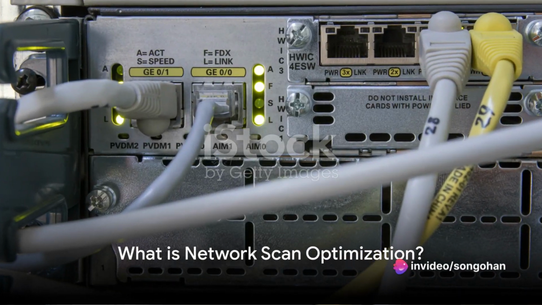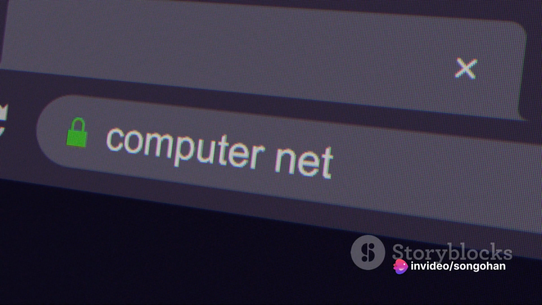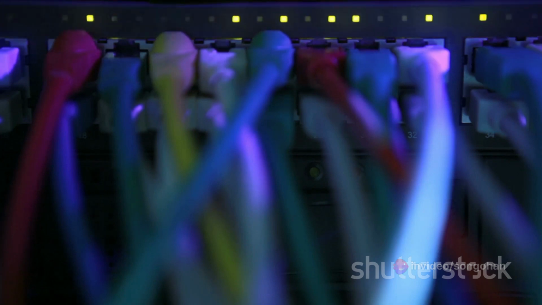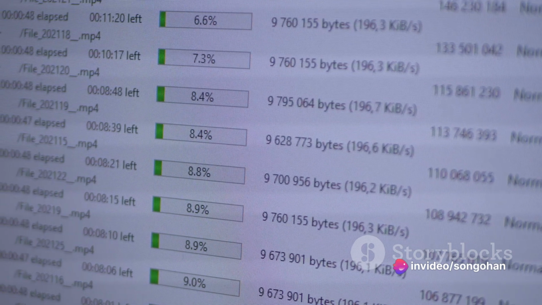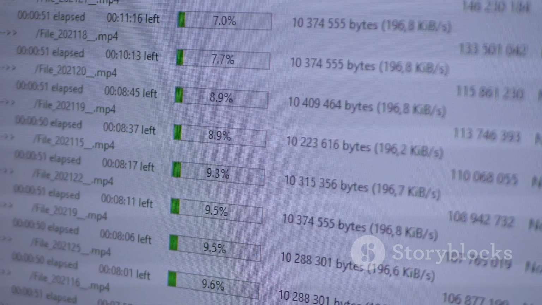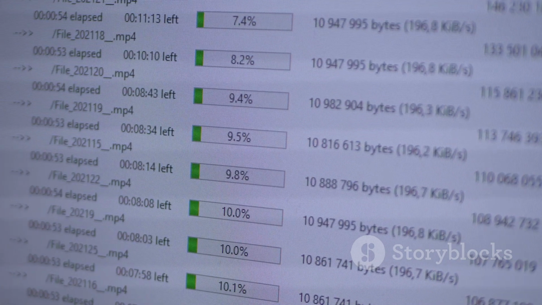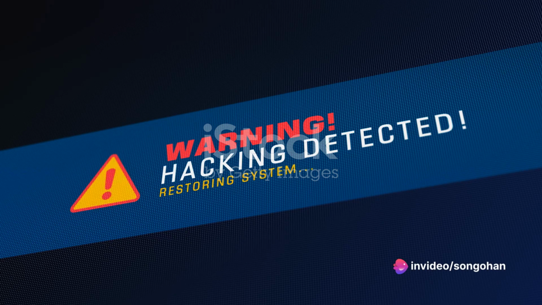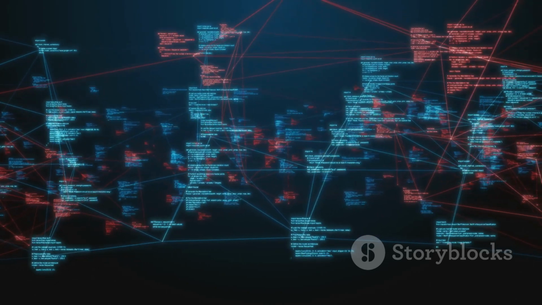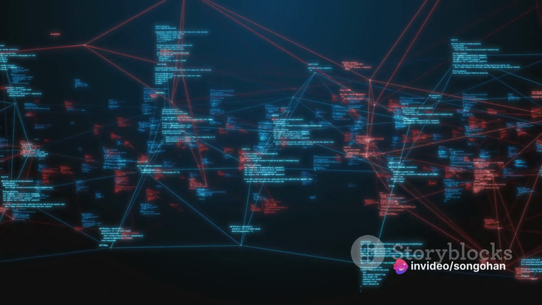Before diving into the steps of optimization, it's crucial to understand what network scan optimization means. In essence, network scan optimization is the fine-tuning of the process used to identify active hosts, services, and potential vulnerabilities on a network. This is achieved by improving the speed and efficiency of network scans without compromising on the thoroughness of the scan. The benefits of network scan optimization are manifold. It allows for faster detection of potential security risks, maximizes the use of network resources, minimizes network disruption, and ultimately saves time. It's not just about making your scans faster, but also about making them smarter.